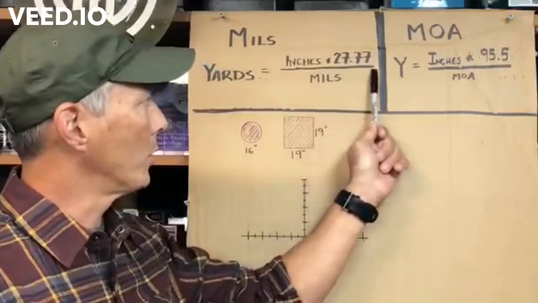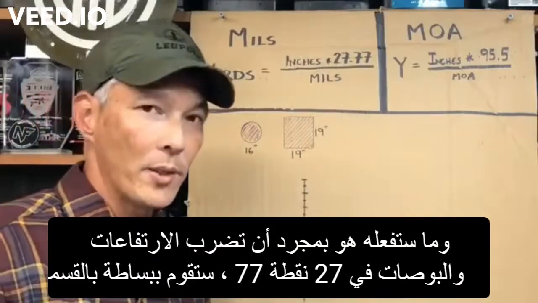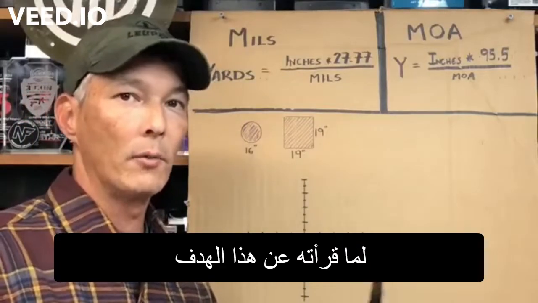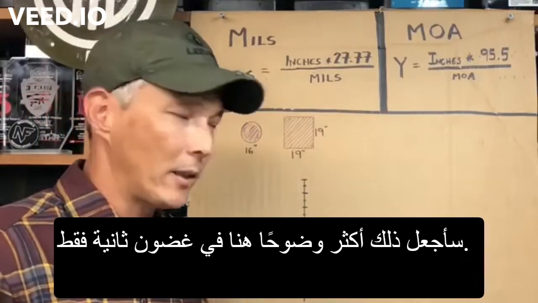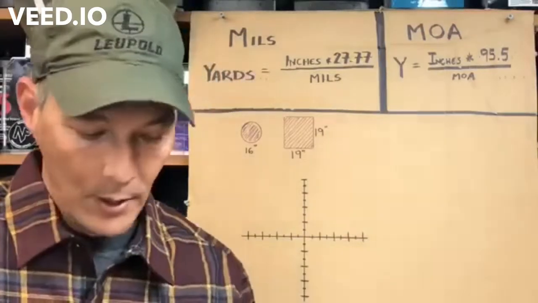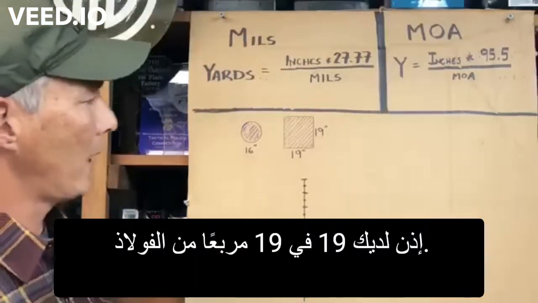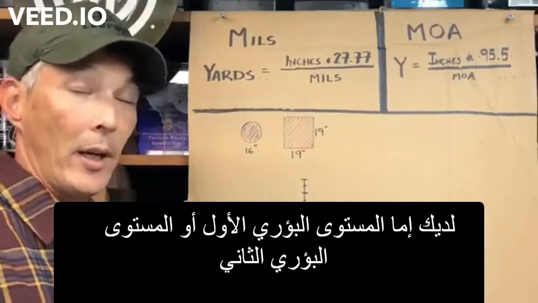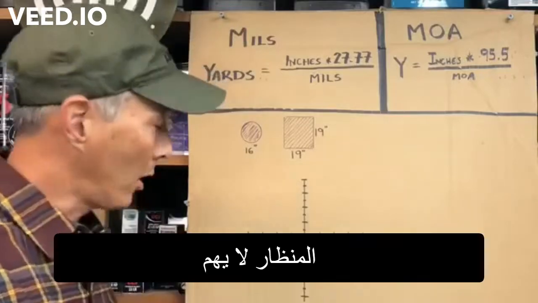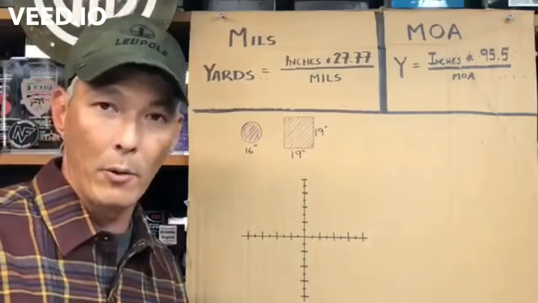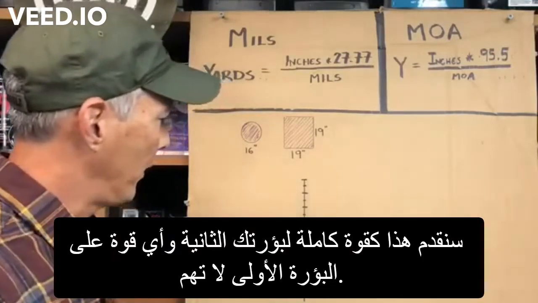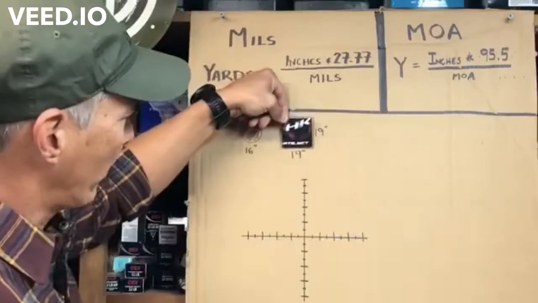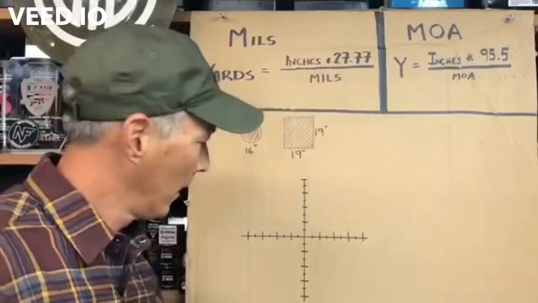And what you're going to do is, once you do the height in inches times the 27.77, you're simply going to divide by the mils you've read on that target. I'll make that a little clearer here in just a second. So you've got your 19 by 19 square steel. You've got either a first focal plane or a second focal plane scope. It doesn't matter. We're going to present this as full power if you're second focal, and whatever power on first focal, doesn't matter. I've got a piece of cardboard here that's about the 19 by 19.